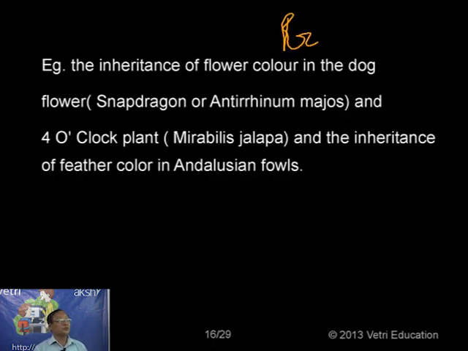Interestingly, compared to the normal monohybrid cross, where the genotypic ratio is 1:2:1, here also we are getting the genotypic ratio of 1:2:1, but the phenotypic ratio of 3:1 in the monohybrid cross has been modified. It has changed from 3:1 to 1:2:1. So both the phenotypic ratio and the genotypic ratio would be the same in the case of incomplete dominance.